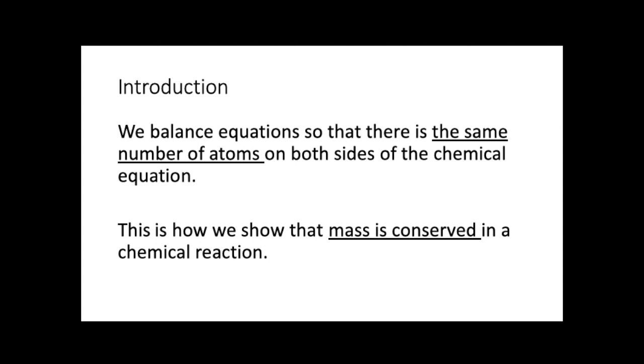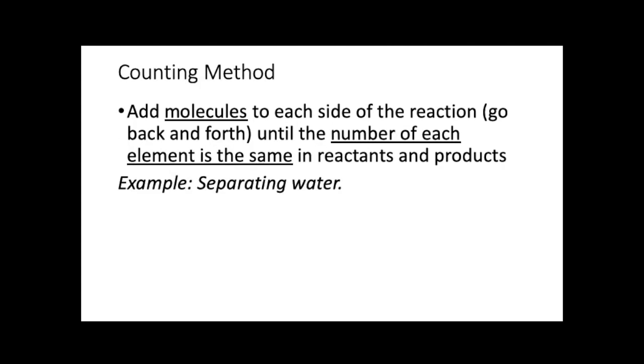Okay, so there's a couple methods for balancing an equation. I kind of showed you one of them there with the picture. That one was called the counting method. The counting method is where we add molecules to each side of the reaction. We just kind of go back and forth until the number of each element is the same in both the reactants and products.